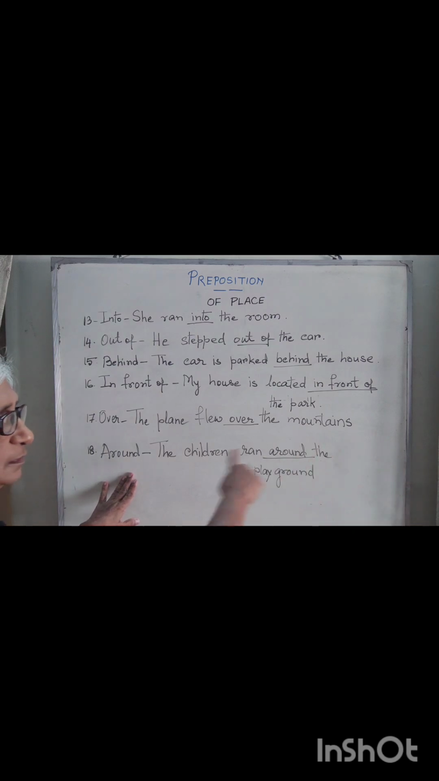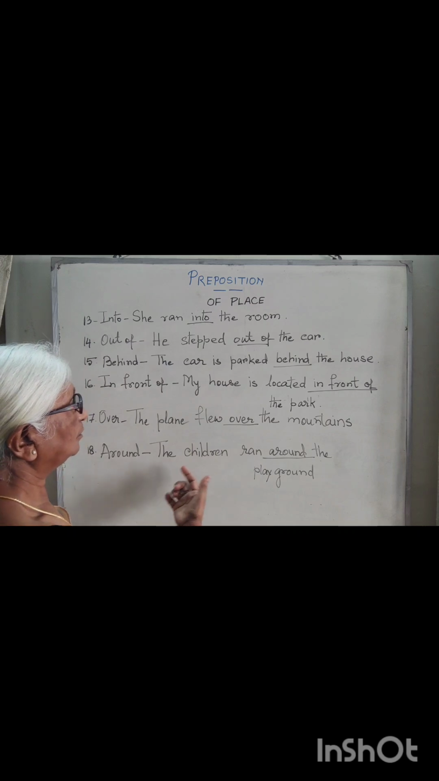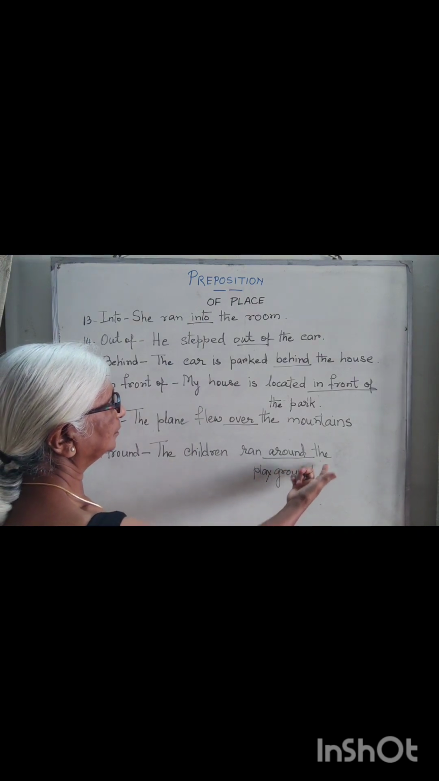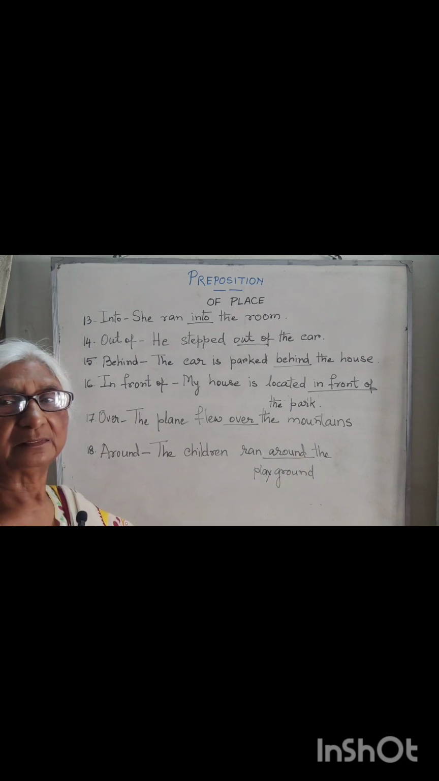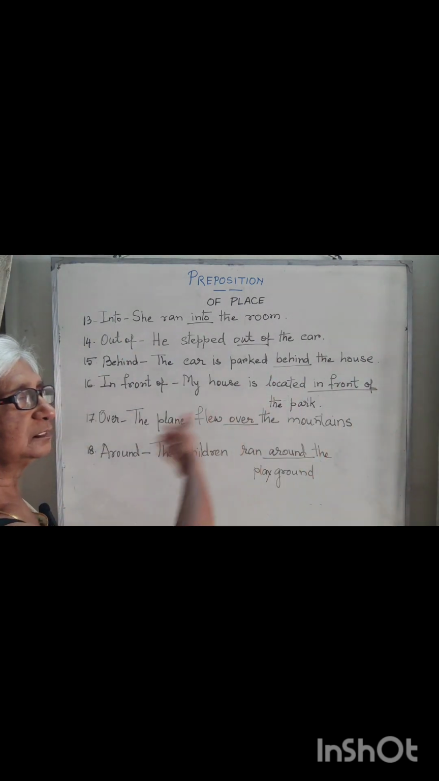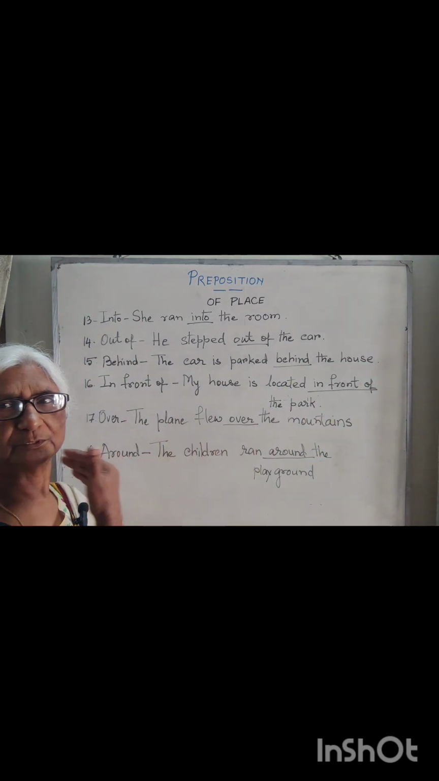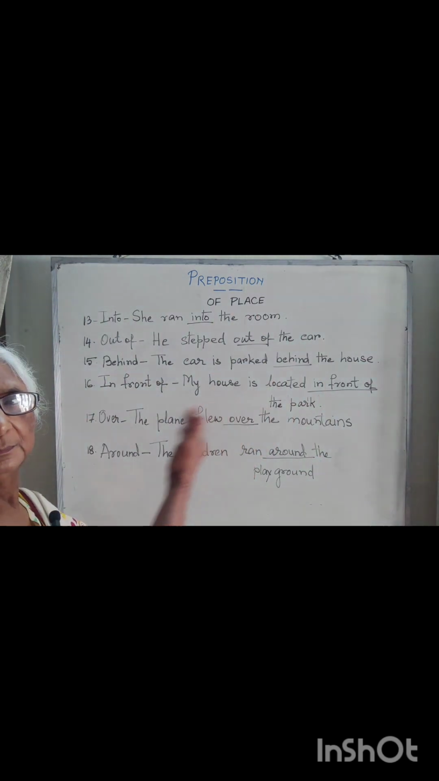Around means surrounding a certain place, a certain area which is mentioned in the sentence. The children ran around the playground. They ran around the park. So this entire circling is called around. So the children ran around the playground.